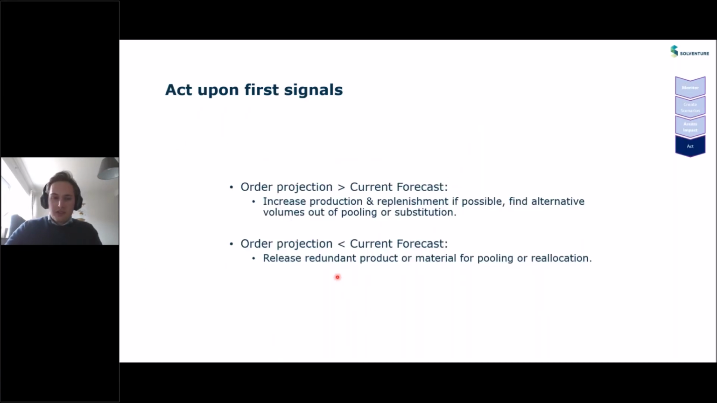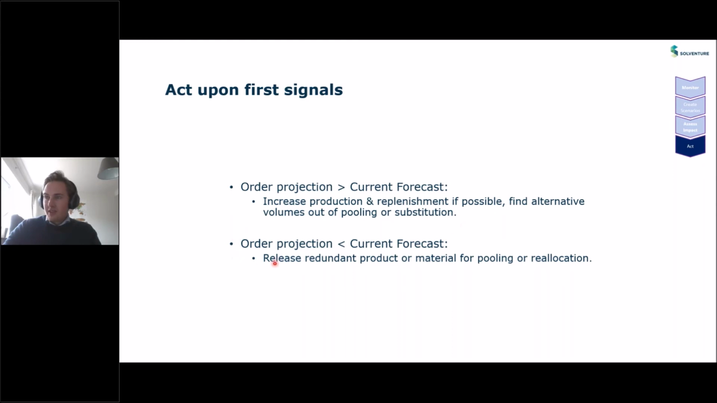About the acting phase, if you're, for example, a toilet paper manufacturer, your order projection might be bigger than your current forecast. What you can do is pooling or substitution. So an example from my daily life. Last week I went to the supermarket. They were out of toilet paper, but actually the kitchen paper was also empty. So they might have gone for that substitution strategy.